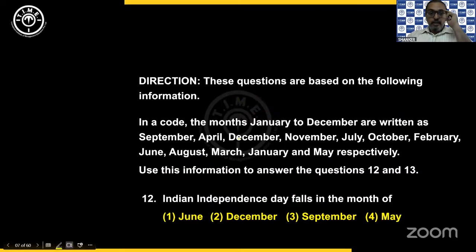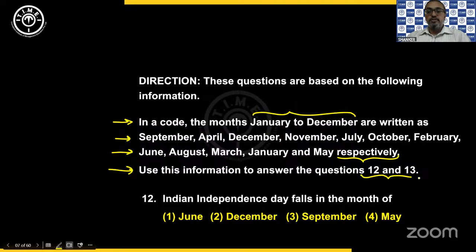Next. Now he says in a code, the months January to December are written as. Means January is September, February is April, March is December, April is November, like that. Because in the end, he said respectively. Correct? That means everything has to be considered in that same order, respectively. Are you understanding this? Okay. Now, he says use this information to answer the questions at 12 and 13.